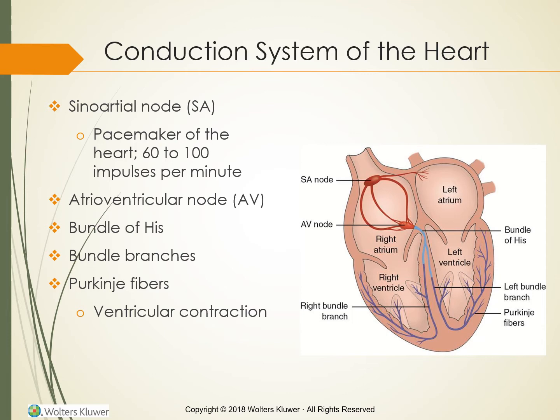When the impulse reaches the atrioventricular node, or AV node, it is delayed a few hundredths of a second. While the ventricles fill with blood, the impulse travels from the AV node to the bundle of His, to the right and left bundle branches, and eventually to the Purkinje fibers. Then both ventricles contract.